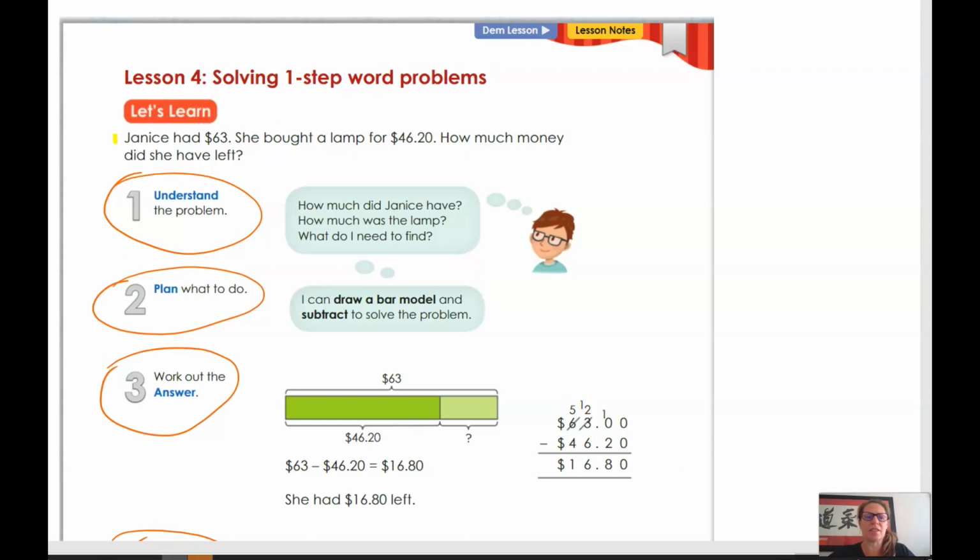Janice had $63. She bought a lamp for $46.20. How much money did she have left? So let's understand our problem. So Janice has $63 and the lamp is $46.20, and we need to find what is left.